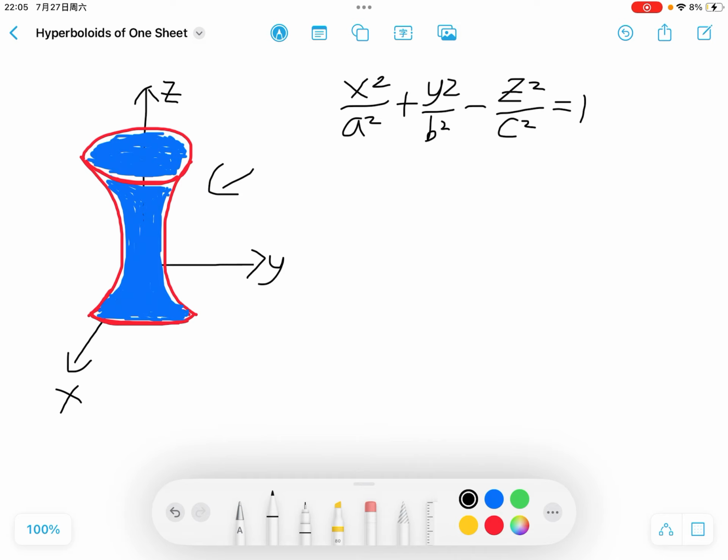So this is an example of the graph of a hyperboloid of one sheet, and this is an example of the equation, or it's the format, the most basic format. There will be other varieties.